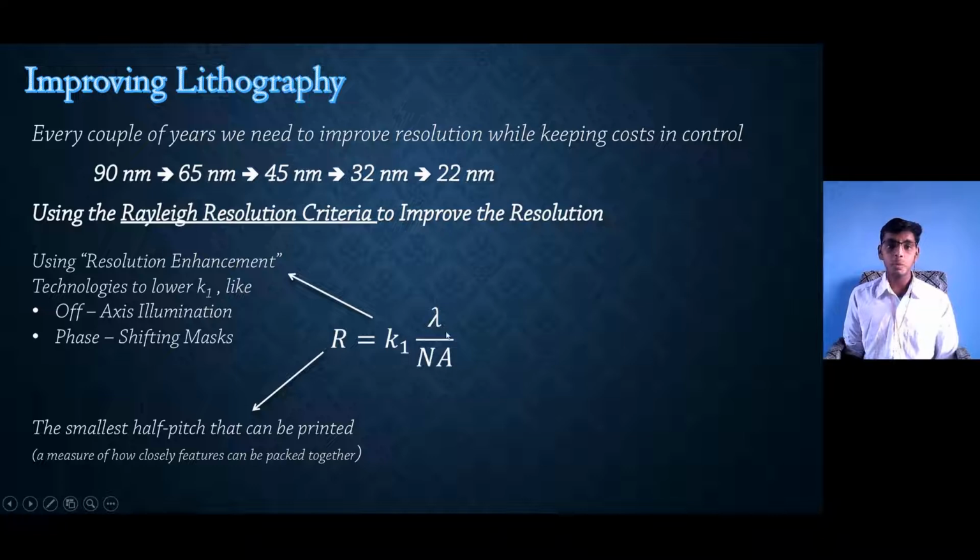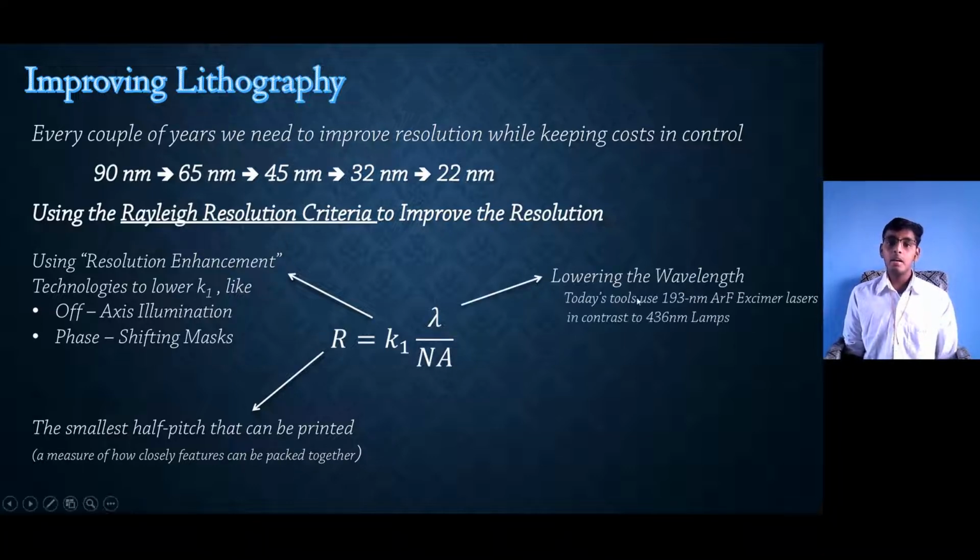Next one is to equivalently reduce the value of lambda, that is, lower the wavelength. Today's tools use 193 nanometer ArF excimer lasers in contrast to the 436 nanometer mercury lamps which were used earlier. So we are even trying to reduce the wavelength of the source.